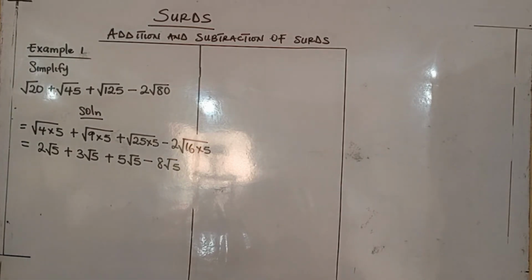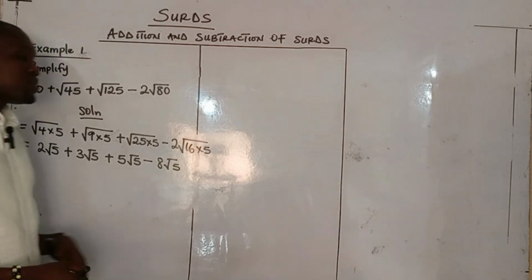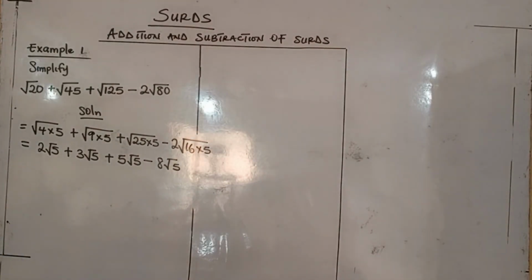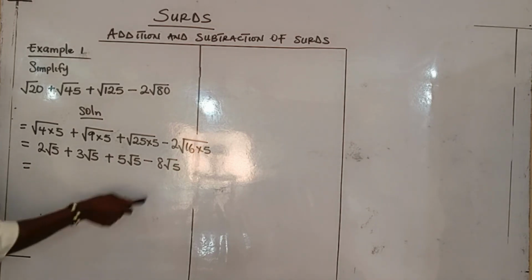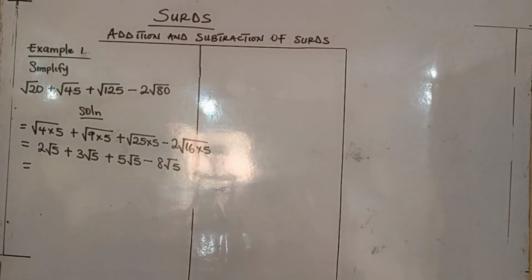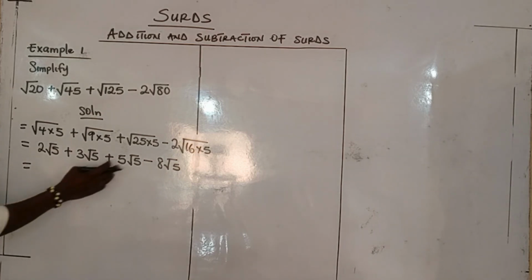Now, if you look at what we have here, you see that all of them are similar surds. So we can go ahead to add them up. Now, for us to add them up, remember I said in our video earlier that we don't add the numbers under the square root sign. So what we have to add are the numbers outside the square root sign. So looking at this now, what do we have? We have 2 plus 3, which will give us 5. 5 plus 5 is going to give us 10.